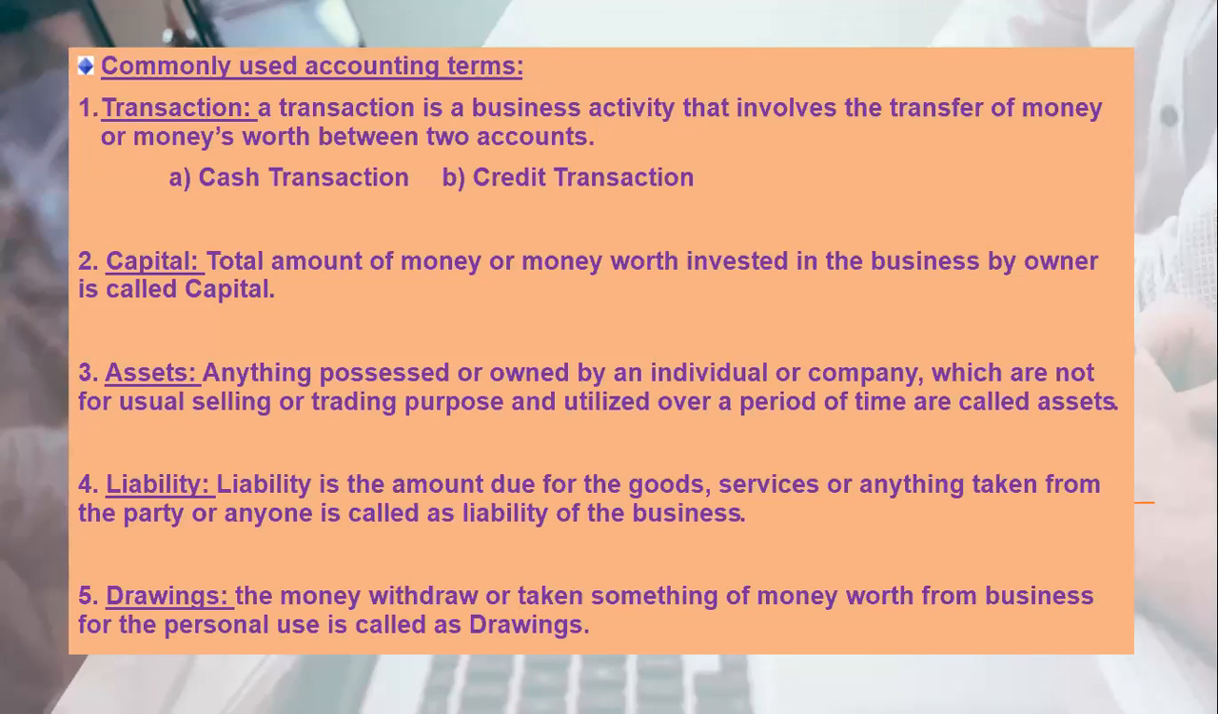Liability is the amount due for the goods, services, or anything taken from a party, and it is called the liability of the business. So, the organization would have taken loans from the banks. It is the obligation of the organization to pay back that loan. So this is called liability.